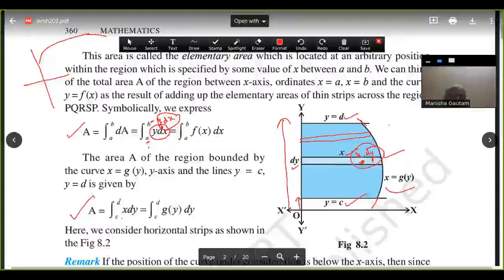First, whether this strip is parallel to x-axis or parallel to y-axis. It depends on the given graph or given curve.